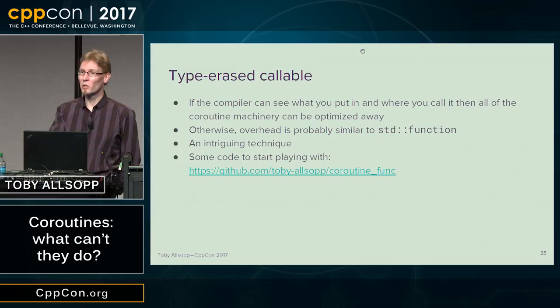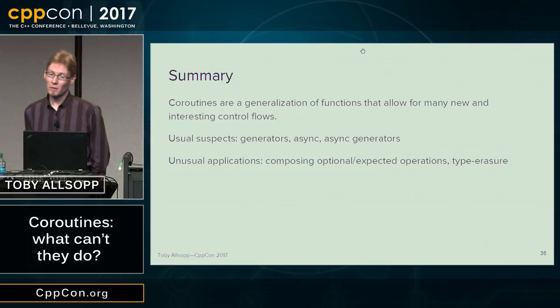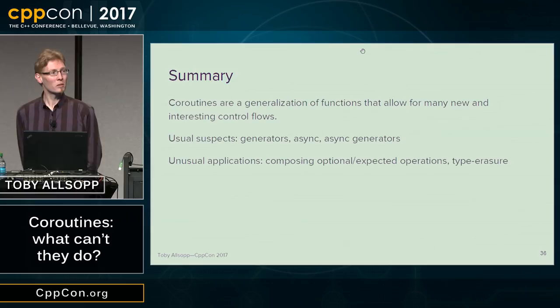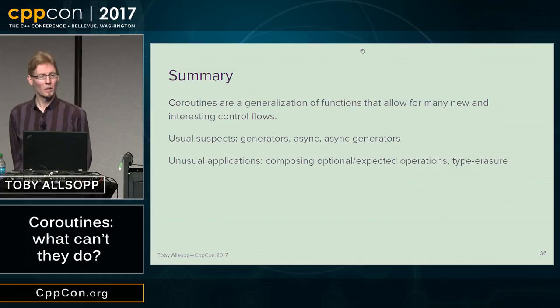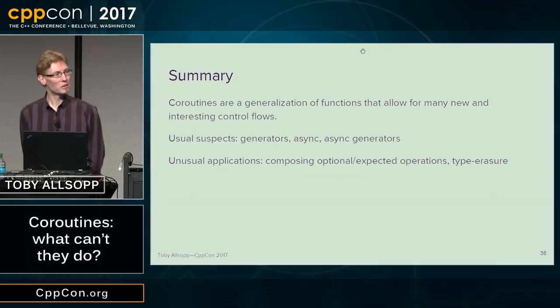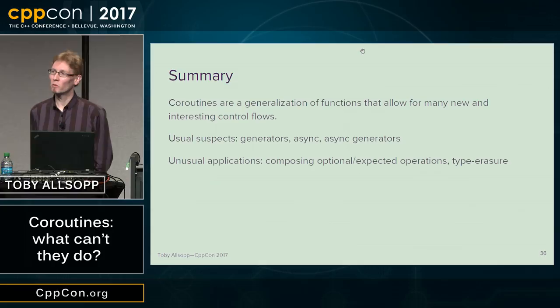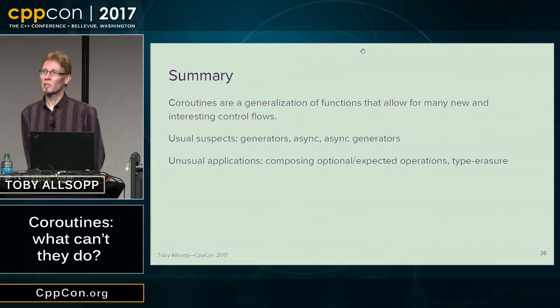So in summary, coroutines are a generalization of functions. That's a message that I think is important to bear in mind. Coroutines are functions. They're just functions that have extra capabilities. So the usual suspects for coroutines that we talked about, generators, async things, and async generators even. I think that's probably going to be the vast majority of uses of coroutines. But I think there's a lot of other interesting applications of coroutines that we're only just starting to explore.